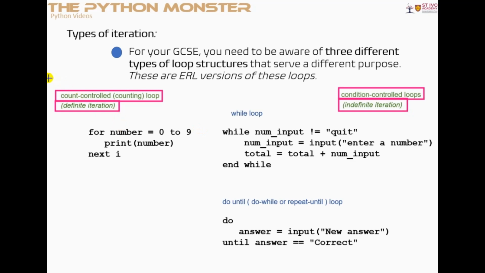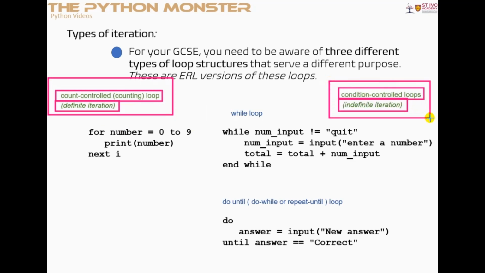Okay, so in the bigger wider world, count controlled loops are also referred to as definite iteration, and condition controlled loops can also be referred to as indefinite iteration as well. So those are the alternative terms you may come across.